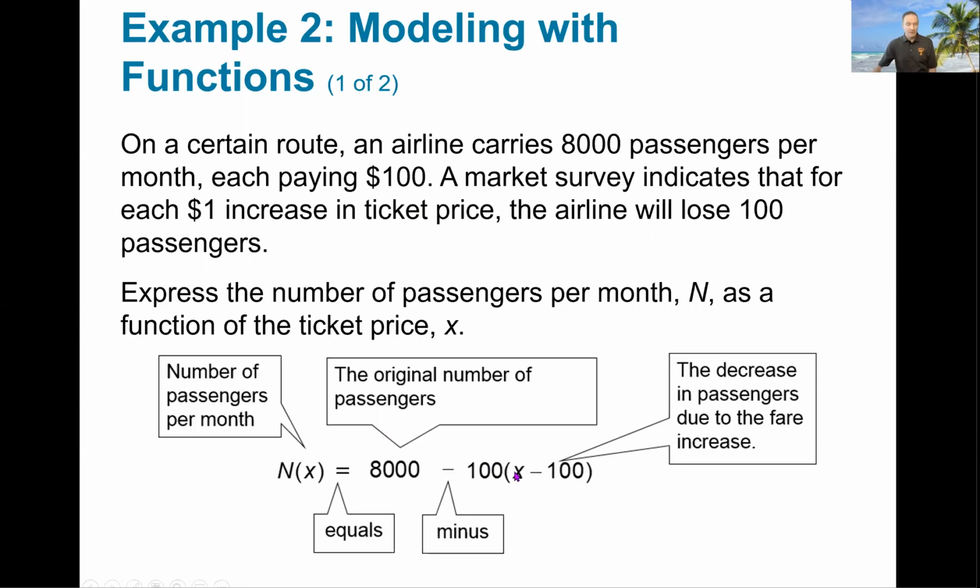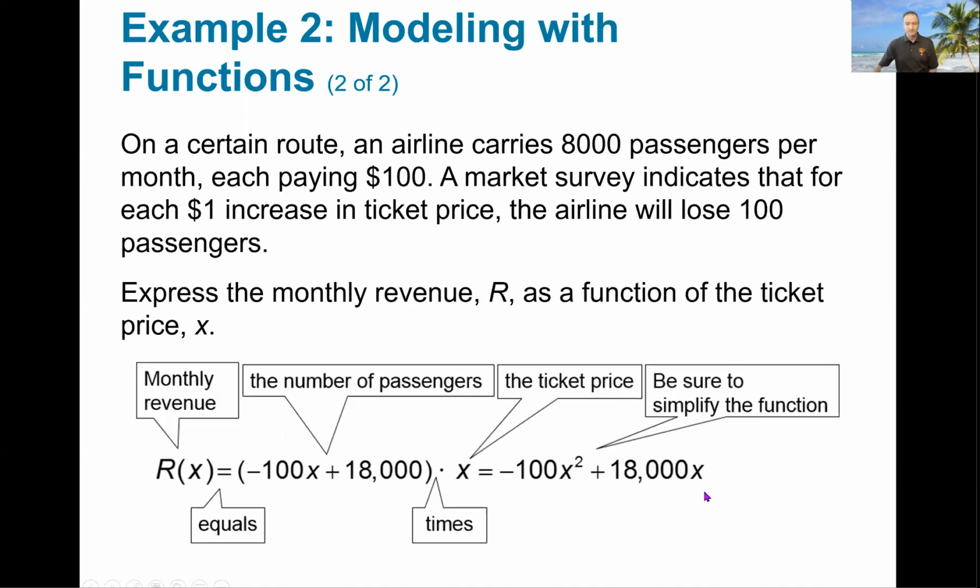So again, if they raise the price to 101, you're going to be subtracting 100 once. If they raise the price to 102, you're going to be subtracting 100 twice, and so forth. So we know that the number of passengers is decreasing by 100 every time the price goes $1 more than the base price of 100. A lot of 100s in this problem.